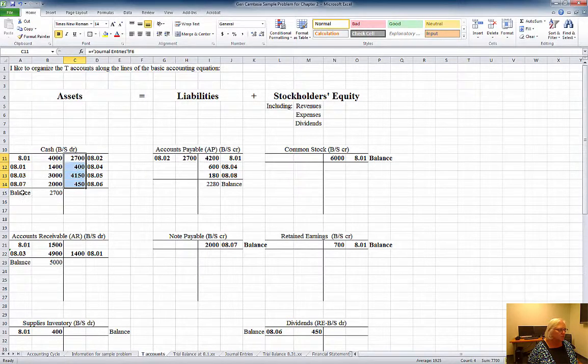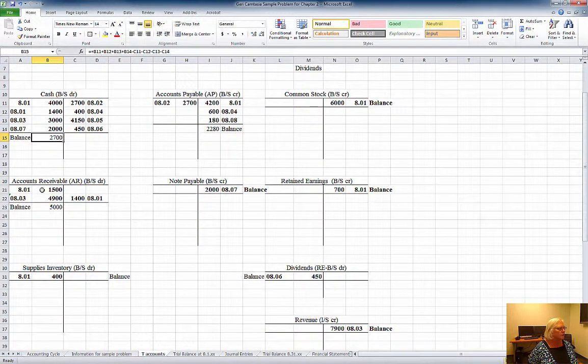So we're going to end up with a debit balance. And the balance is the difference between the debits and the credits. So if I were doing this on the board, I'd probably do a dotted line here and then put the balance underneath it, $2,700. Okay, so you do the same thing. You've got $1,500 and $4,900 is $6,400. That's more than $1,400. The difference is $5,000, and that's our balance.